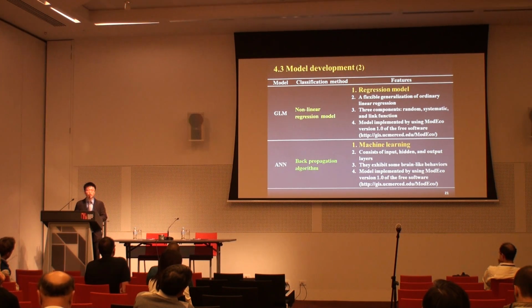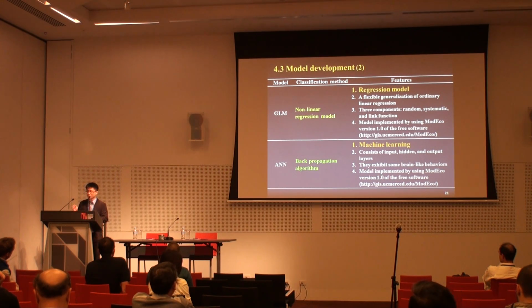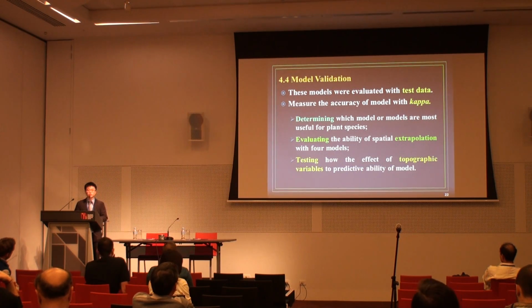And that's the ANN. We use the back propagation algorithm, which lets it exhibit some brain-like behavior, auto-correcting and modeling any possible result. We set 4 layers, including 1 input layer, 2 hidden layers, and the last one is the output layer.